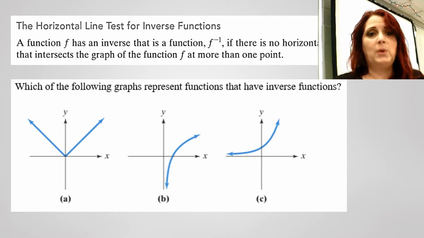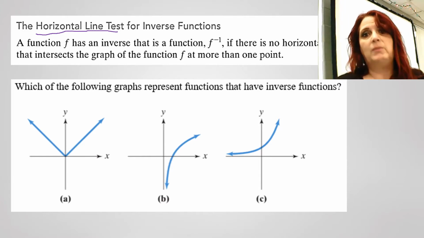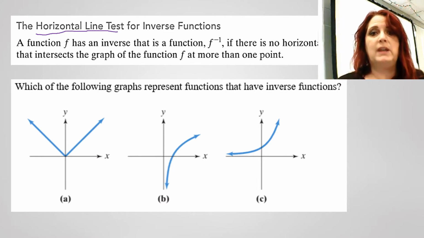So here's how the horizontal line test is worded. The function f has an inverse that is a function, which we denote with that -1, if there is no horizontal line that intersects the graph of the function f at more than one point.